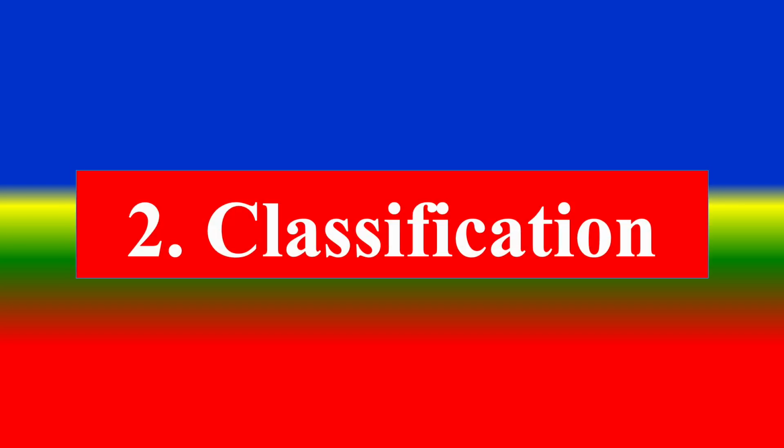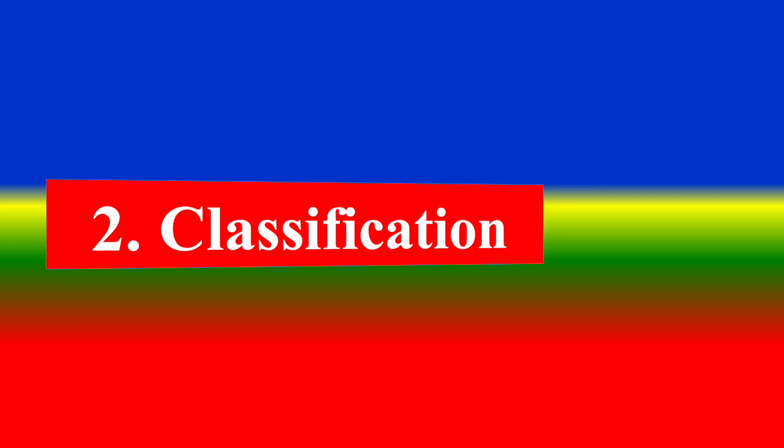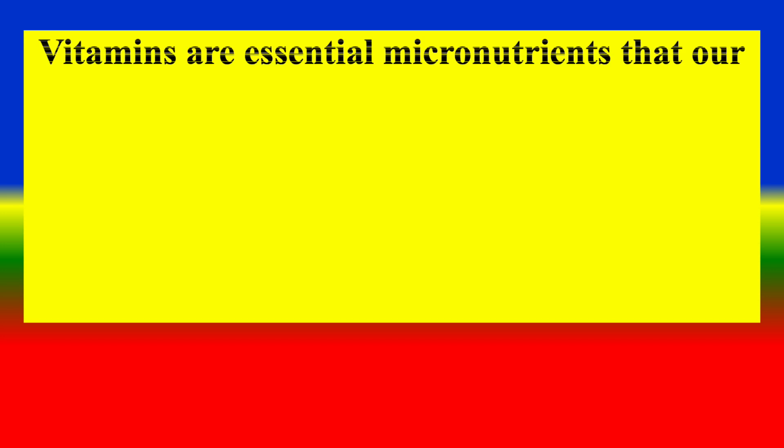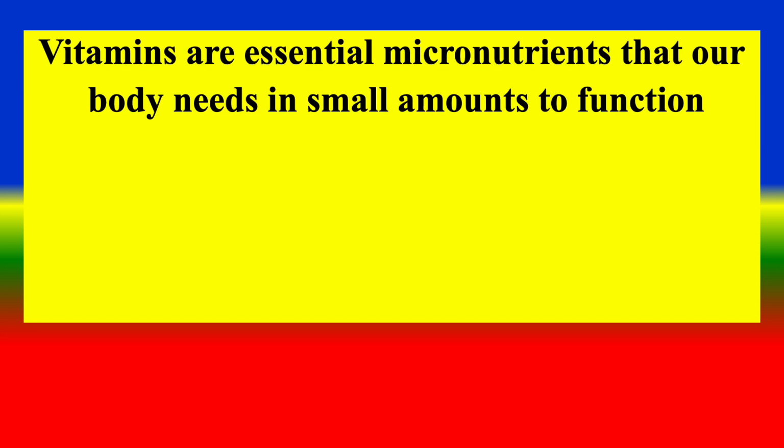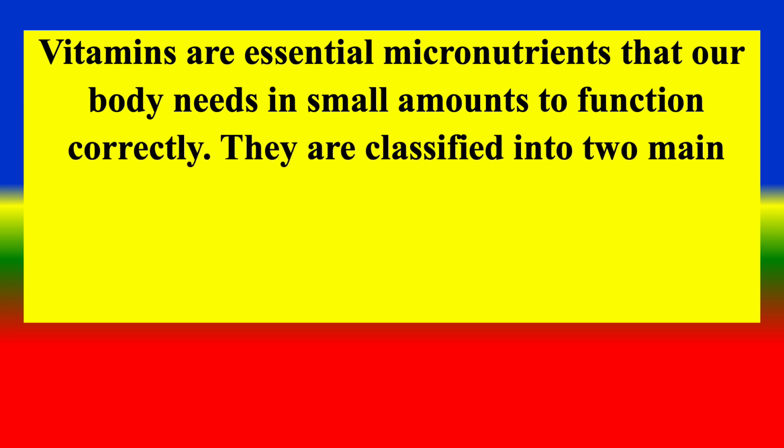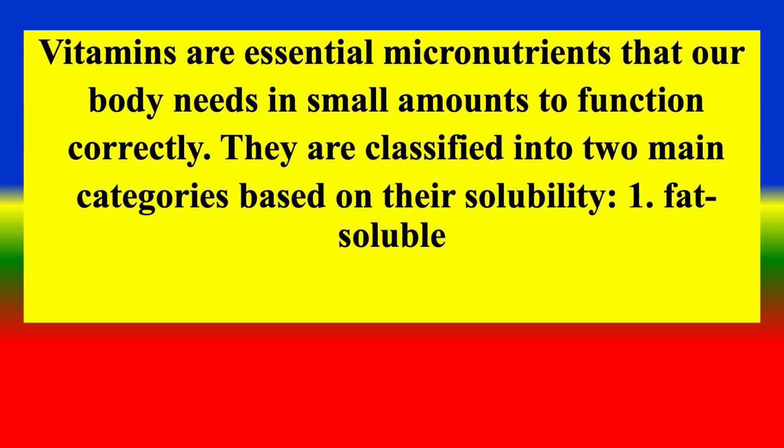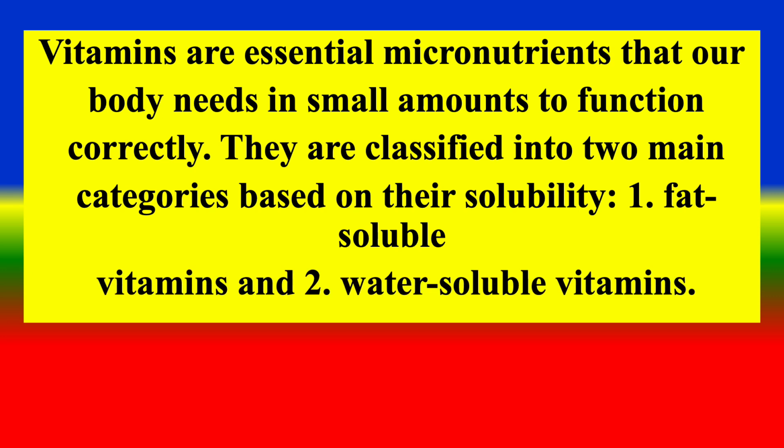2. Classification. Vitamins are essential micronutrients that our body needs in small amounts to function correctly. They are classified into two main categories based on their solubility: 1. Fat soluble vitamins, and 2. Water soluble vitamins.